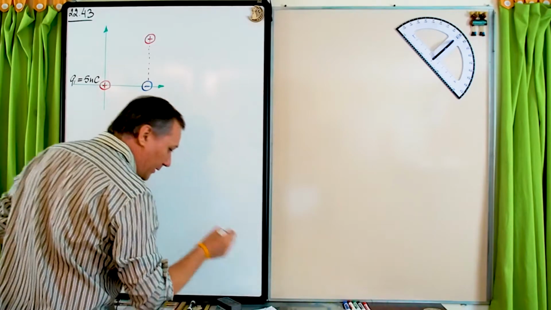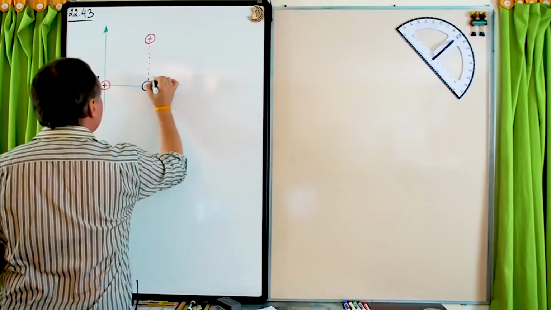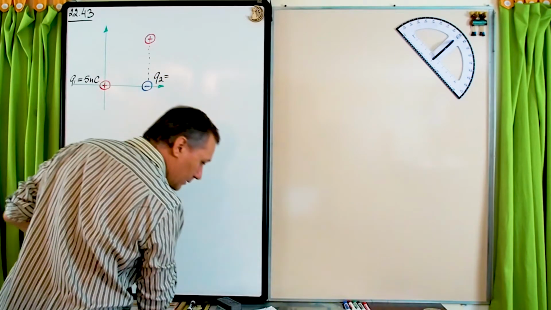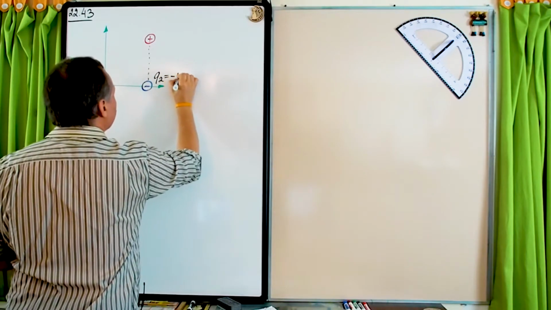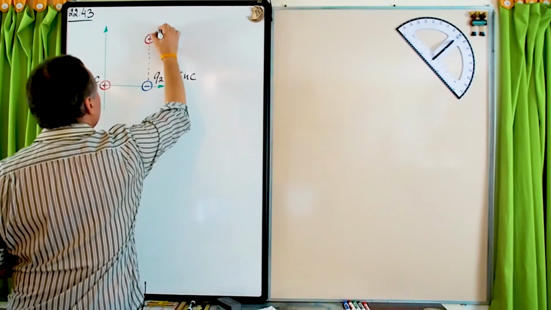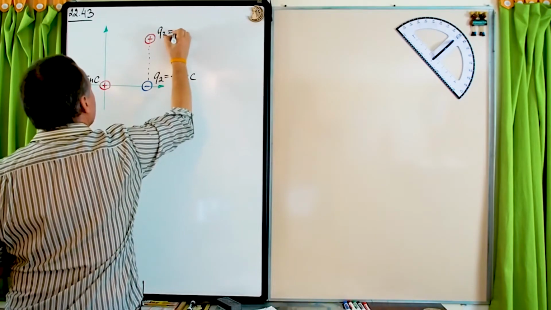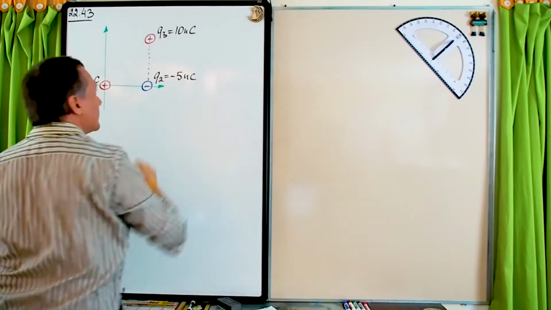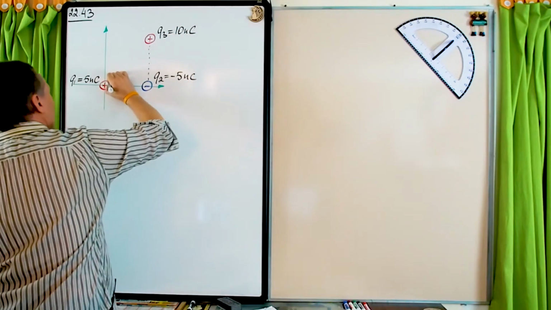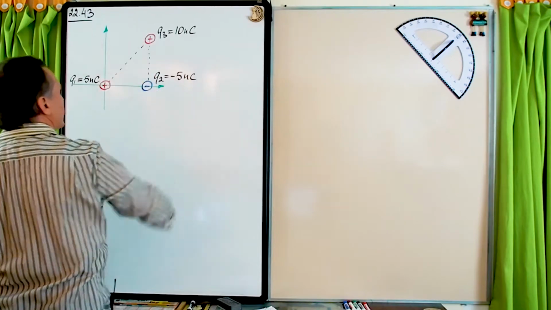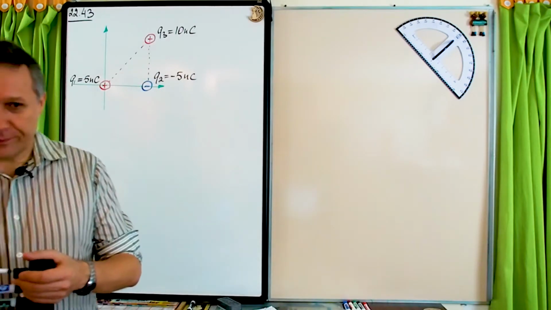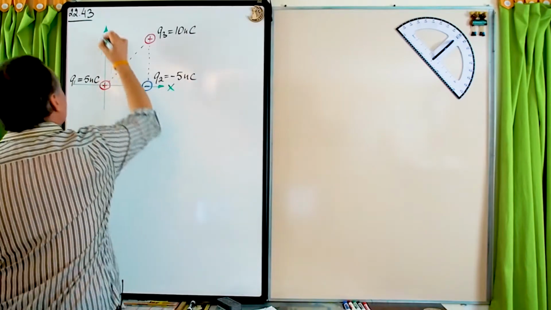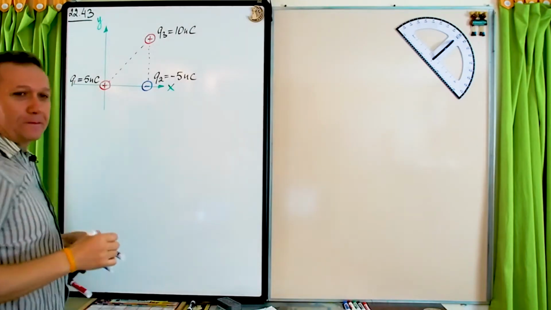So then, Q2 is minus 5 nanocoulombs. And this Q3 is 10. Okay, so that's the electrical part of the system. Now a little bit of geometry. I still haven't labeled axes, damn it. So x and y, of course.